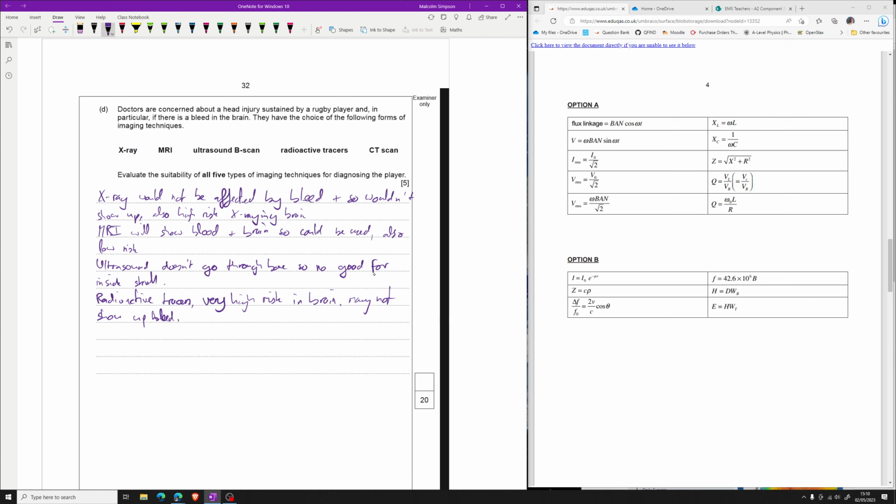Okay, and CT scan. A CT scan is basically X-rays, so arguably it's the same thing as an X-ray, it's just lots of X-rays, so it is therefore very high risk, and isn't very good for soft tissue. And I think that's it. Not sure about the radio tracer, so maybe I've only got 4 out of 5 there. Okay, that's it.